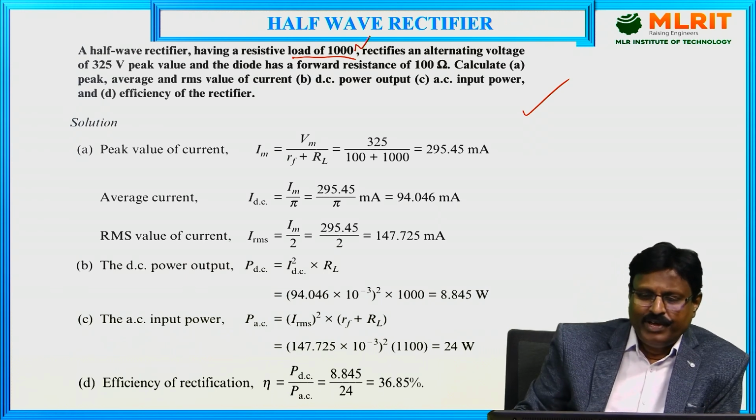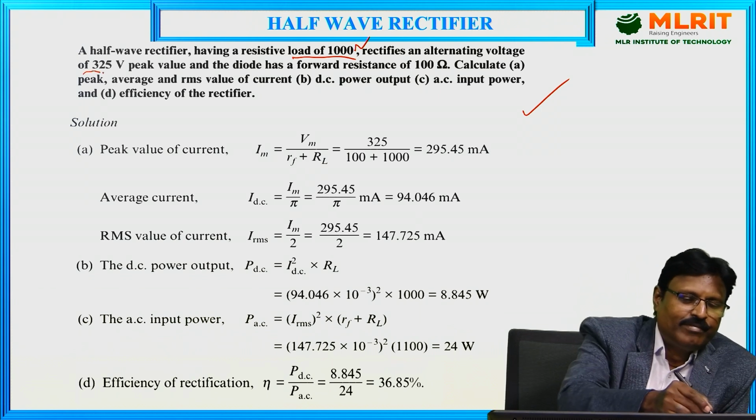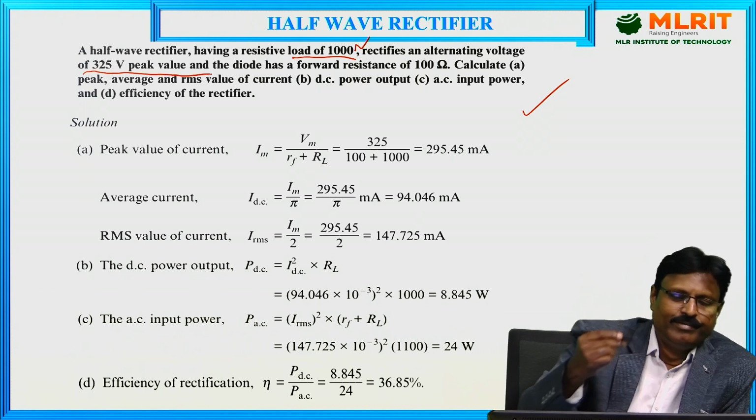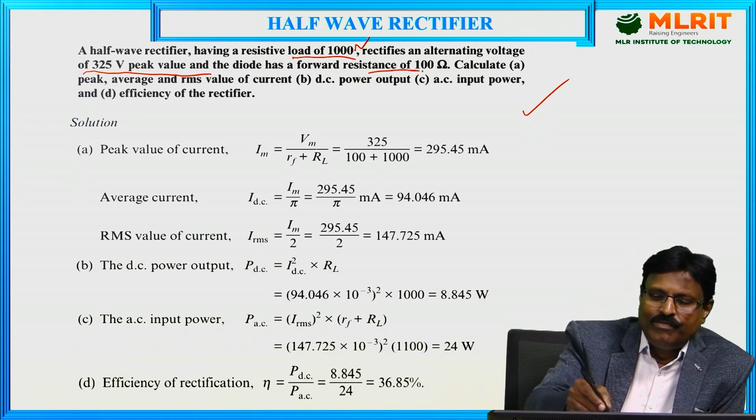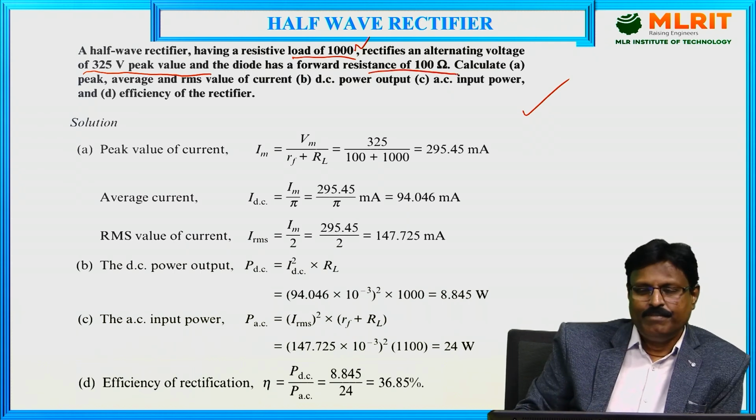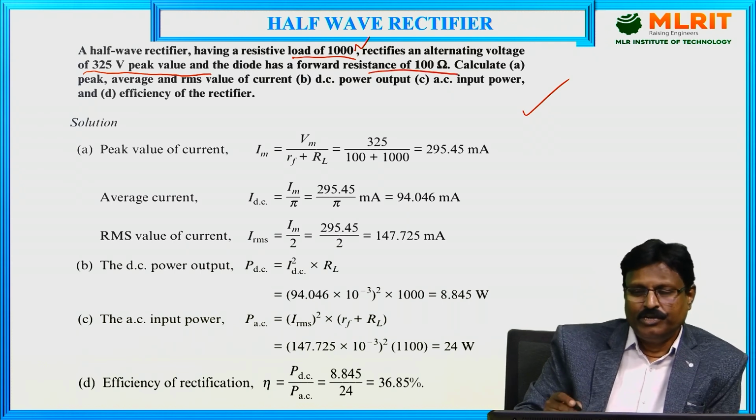Okay, a rectifier has an alternating input voltage of 325 volts peak value, and a diode has a forward resistance of 100 ohms. Okay, this is the given data. He is asking to calculate the following.